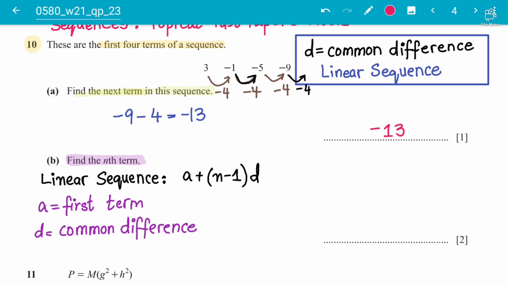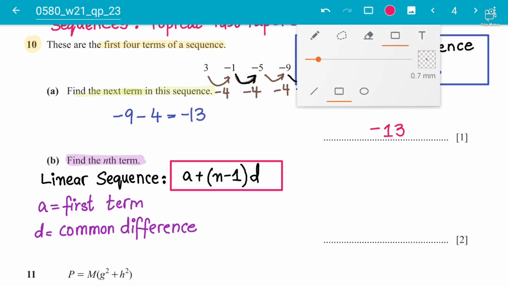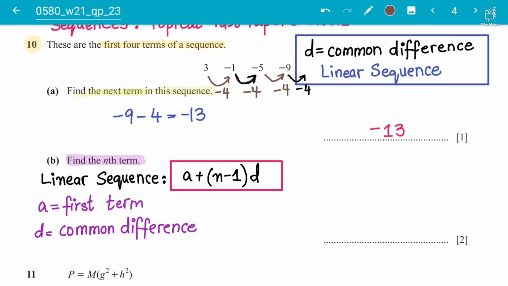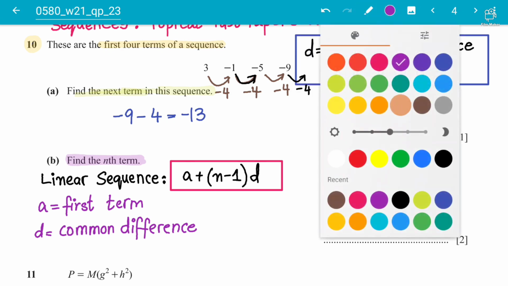The formula is a plus n minus 1 times d, which will help you understand the linear sequence. Just apply this formula to get the value. Okay, so let's plug in. Here we go. The first value, I'll mark it up here with the orange color.